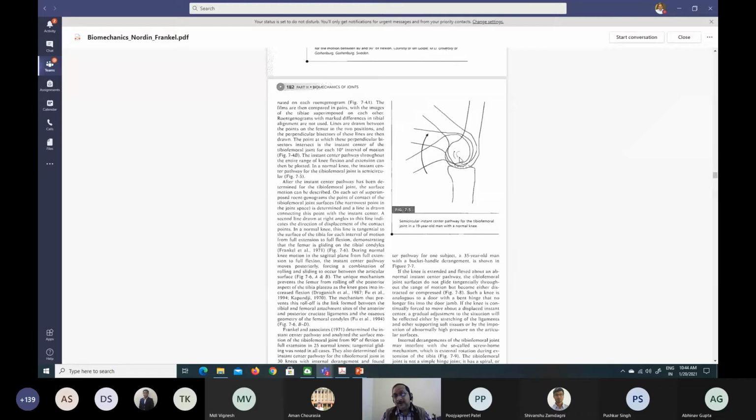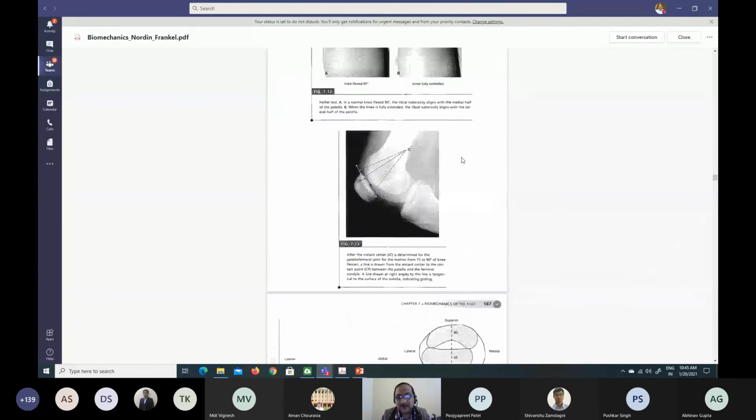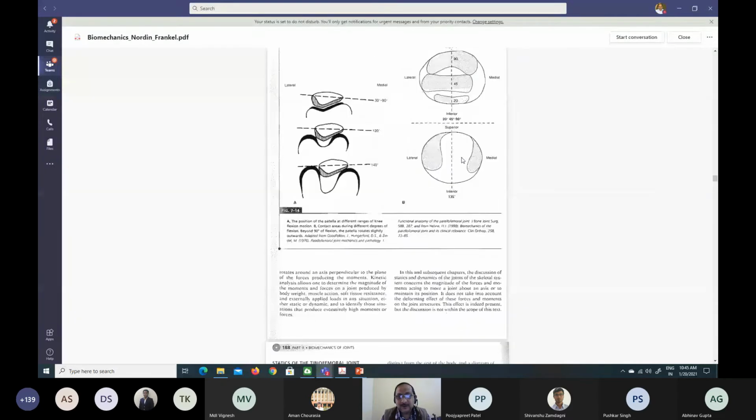So obviously, when the instantaneous center of rotation changes, the lever arm of the muscles corresponding to that posture would change, and thereby it will change the quantitative value of the moment around that point. Now, if I go, as I was showing you, to another picture where we calculate the instantaneous center of rotation here.